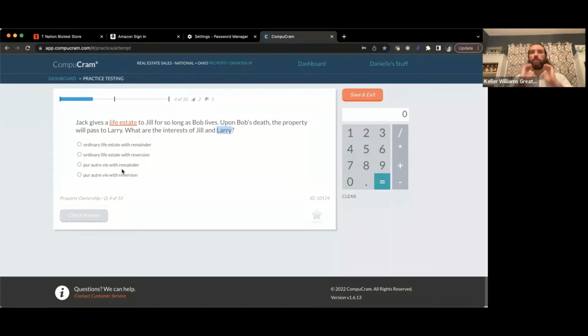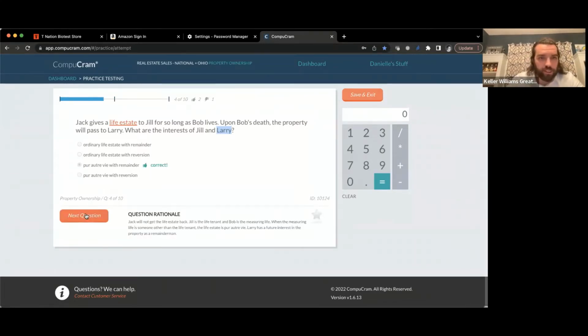So what type of life estate do we have? An ordinary life estate, you get it as long as you live, or an extraordinary life estate, which says you get it as long as somebody else lives, or Latin for pur autre vie. So it should be C, and it's C.